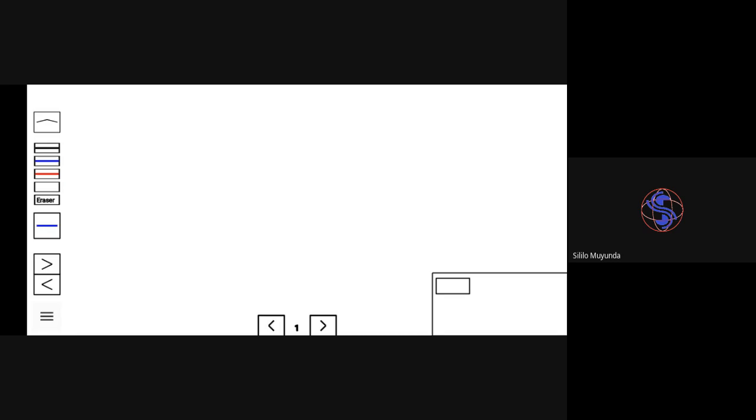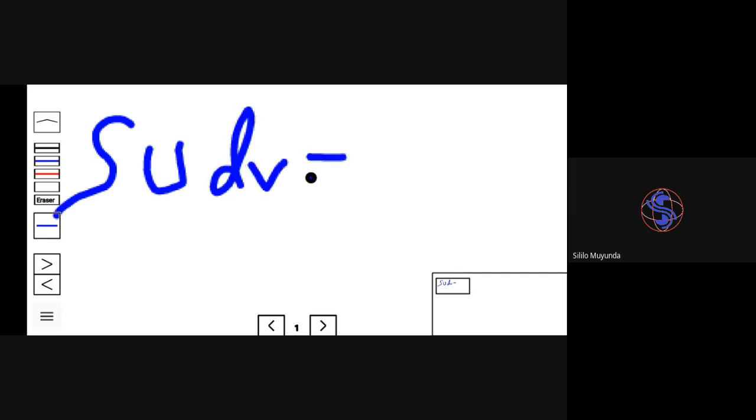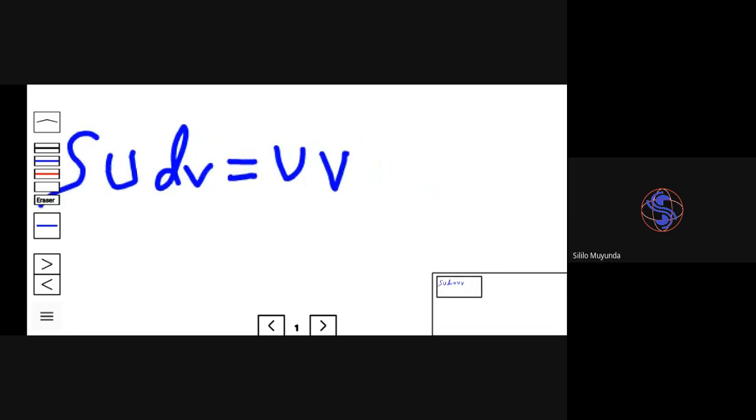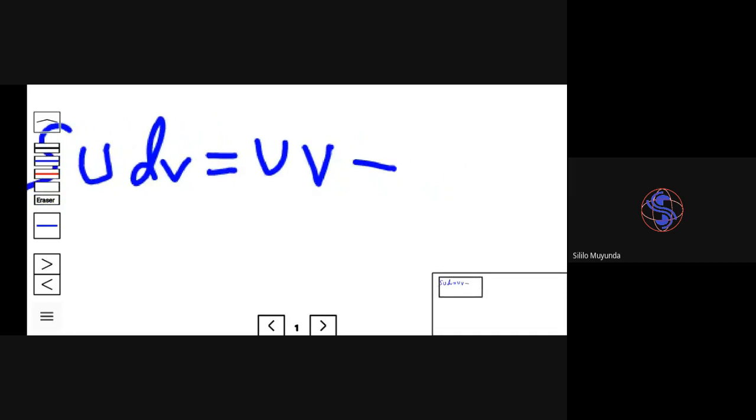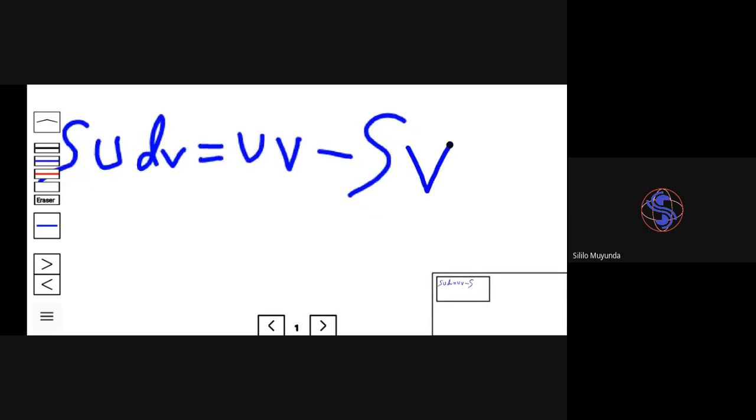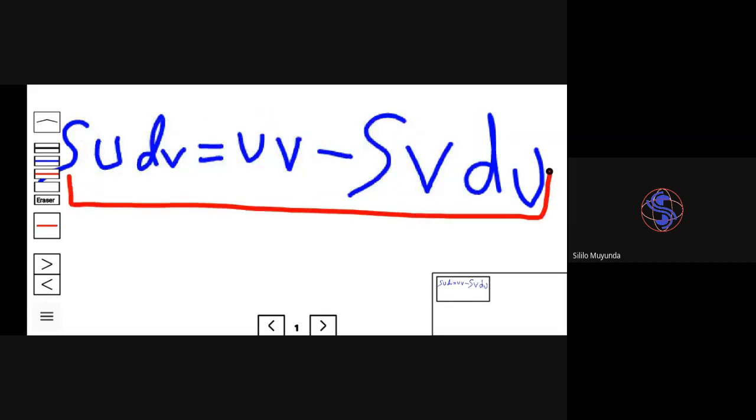the parts, you say the integral of u with respect to dv is equal to uv minus the integral of v with respect to du. This is our general term. This is our general equation when you want to integrate using parts.